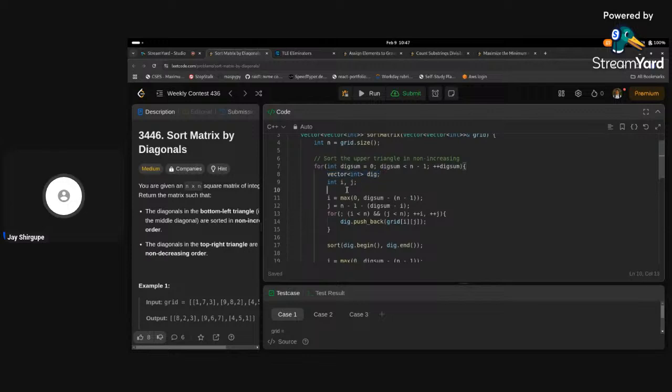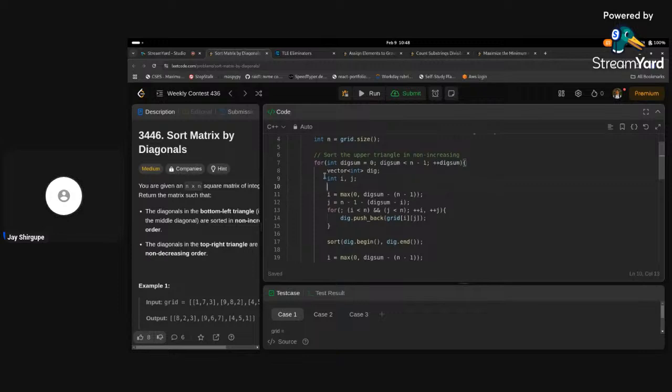Then for each diagonal sum, this is the vector of n, which are the diagonals that we have. Then i and j, assuming zero-based indexing. So what can be i? i can either start at 0, or it may happen that if i starts at 0, the value that j has to take is bigger than n minus 1. In that case, i can't start at 0 and has to start below 0. So what would that be? It would be diagonal sum minus the maximum value of j, that is n minus 1. So this is your value of i. Based on that, you can derive the value of j.